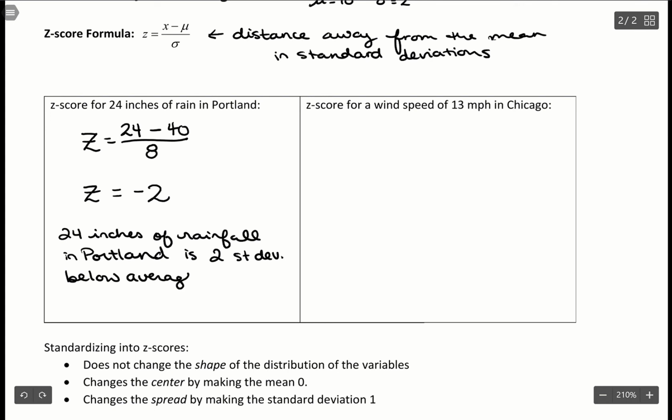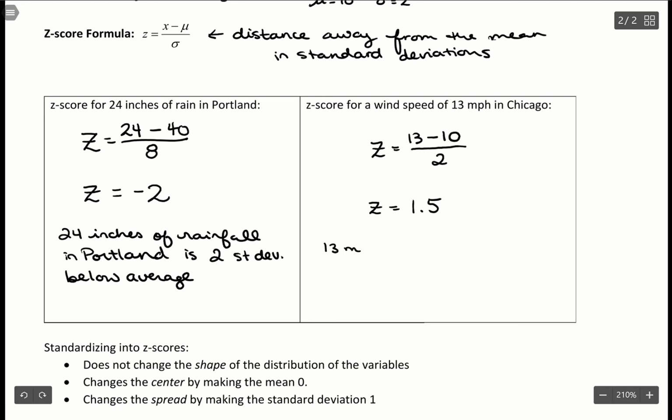So again, positive versus negative. If it's negative, it's below average. Positive is above average. And then the 2 is just giving us a distance away from the mean in those standard deviations. So if we did the same thing for Chicago wind speed, take our data value of 13 minus the expected value of 10 and divide by 2, and that's going to be a positive 1.5.